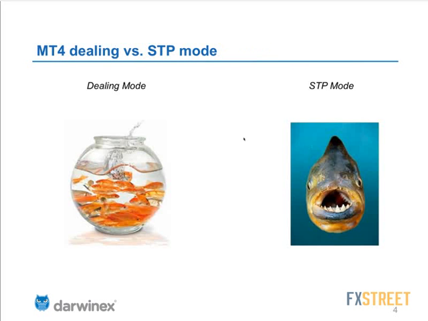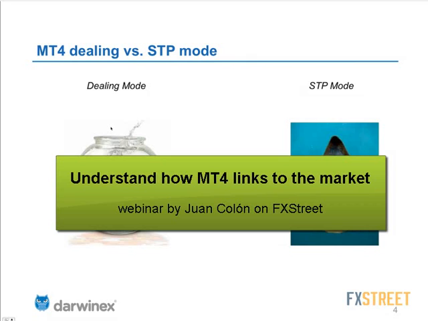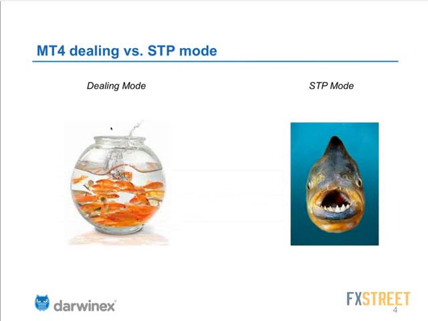So out of the three topics, let's go back. Let's discuss what dealing mode is and what STP mode is. Dealing mode in MT4 means there's a dealer who's making up the market by quoting a price, and then you can choose to trade against that price anytime you want. Whenever that happens, it's a bet, as we'll see in a second.